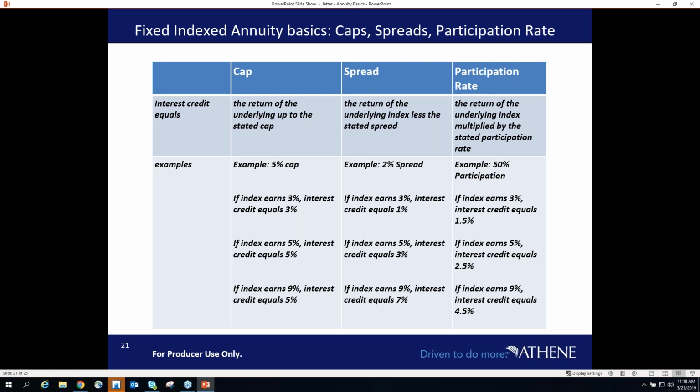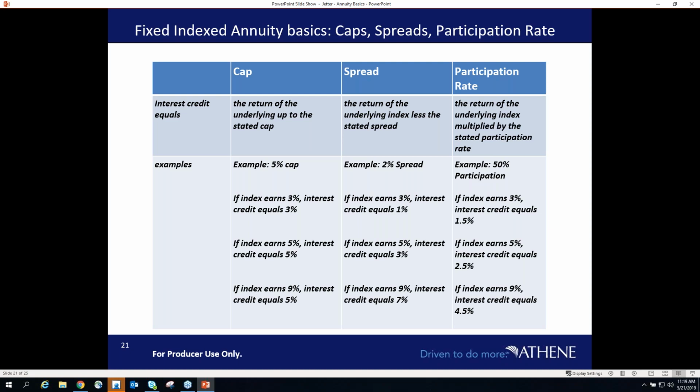We also have something called a spread, and these can be used together. We don't use a spread much here at Athene, but the return of the underlying index less the stated spread is what the client will earn. For an example, if we had a 2% spread and the index earned 3%, the client would be credited 1%. 3 minus that 2% spread is 1. If the index returned 5%, we'd credit the client 3%. That's 5 minus the 2% spread is 3. And then again, if the index earned 9%, the interest credited to the account would be 7%, 9% minus that 2% spread. So that's how spreads work.